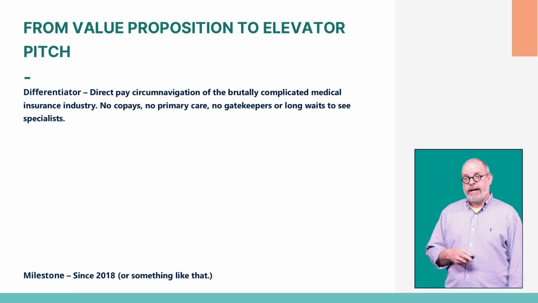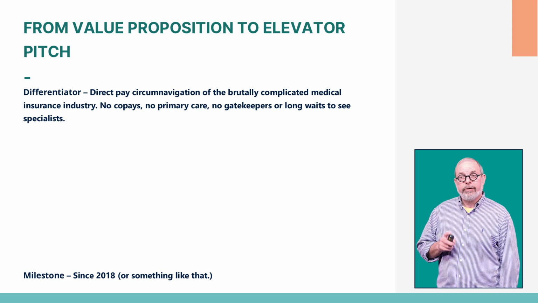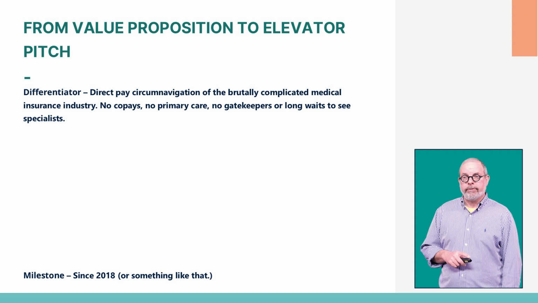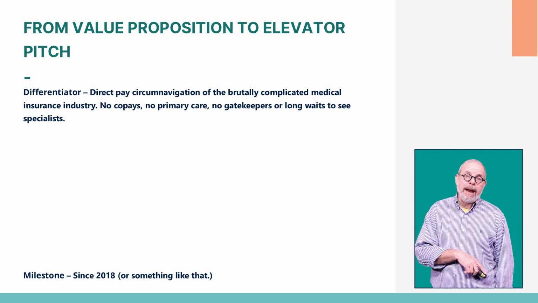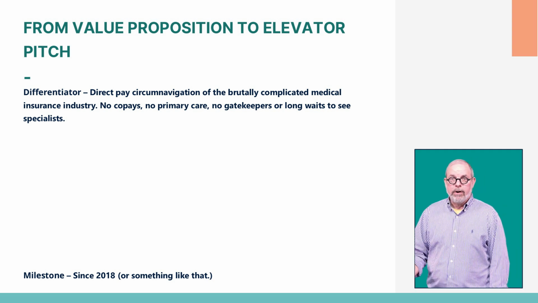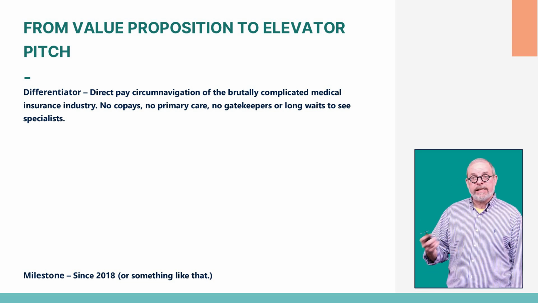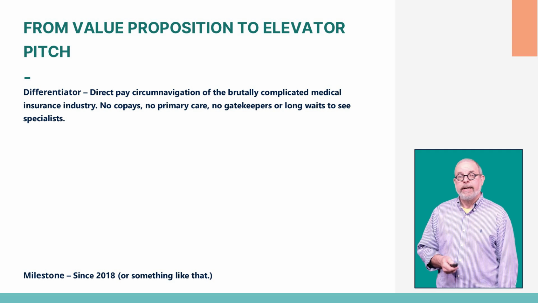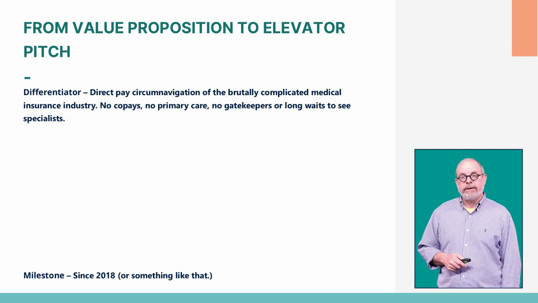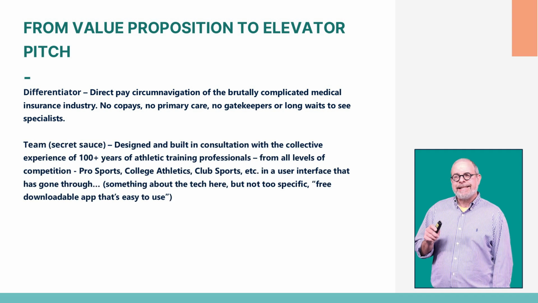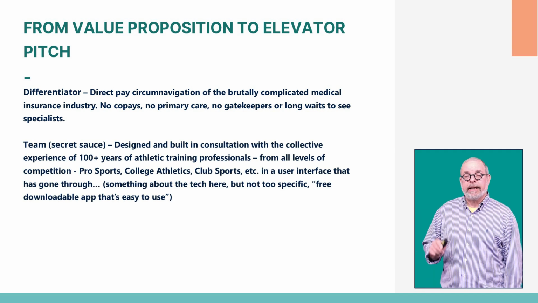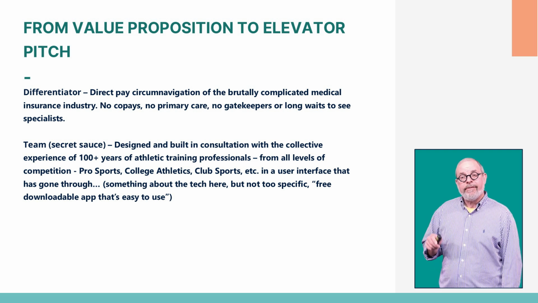Furthermore, there's a differentiator. You can have direct pay through your phone, through your app, for the brutally complicated medical insurance industry. No copays, no going to a primary care provider for a sore muscle or an aching back. You don't have to wait long waits for seeing a specialist. That's the differentiator. Get it through an app, contact a physical athletic trainer, and get the help you need as an active American. It's designed and built in consultation with the collective experience of over 100 years of athletic training professionals. That's its secret sauce.